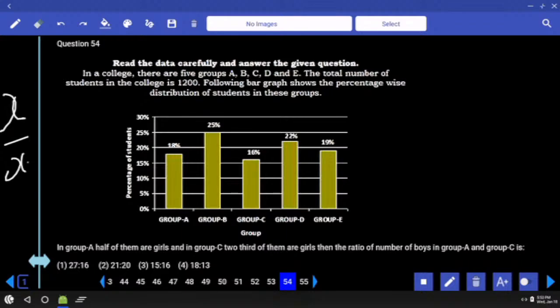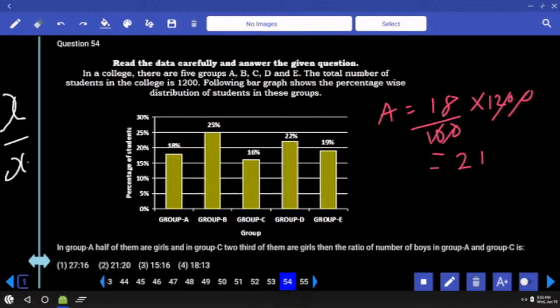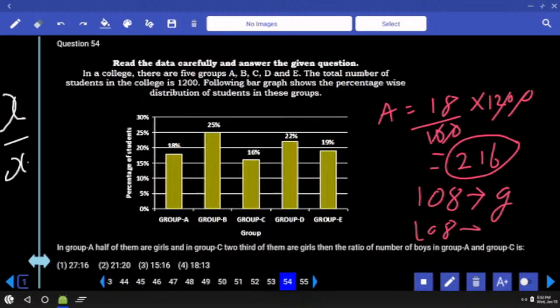Now let's take how many students are there in total? 1200. In group A, the total number of students is 18%. Yes or no? Into 1200. So in group A, how many students are there? 216. He says half of them are girls and half of them are boys. That means 108 girls and 108 boys. Is it clear? Yes or no?